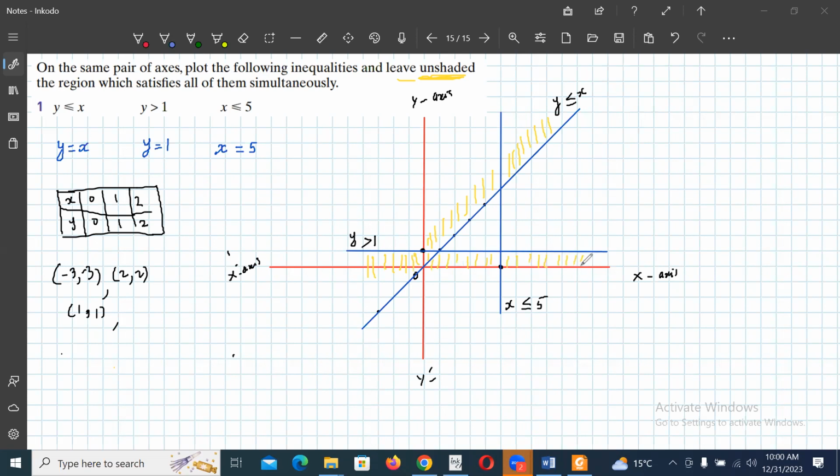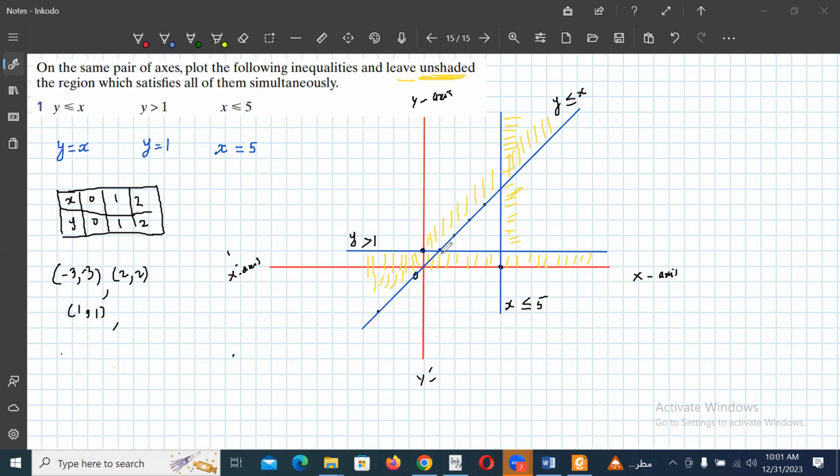And lastly, we have x less than or equal to 5. That means the shaded part is the left side, but they want us unshaded, so it will be the opposite, meaning the right side, this side. That is the unshaded part, as you can see.